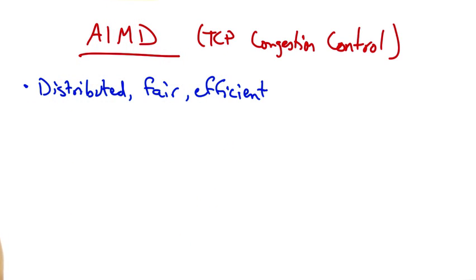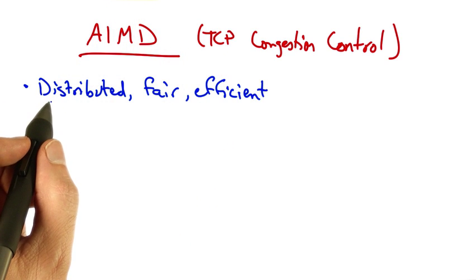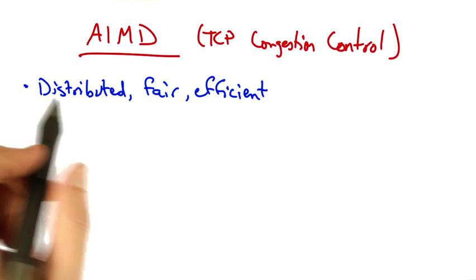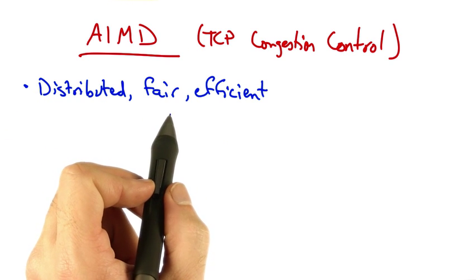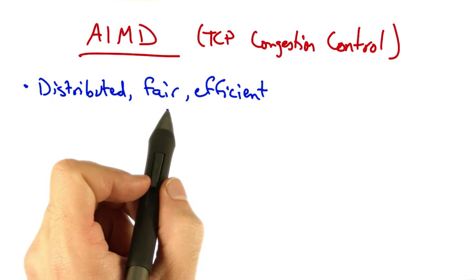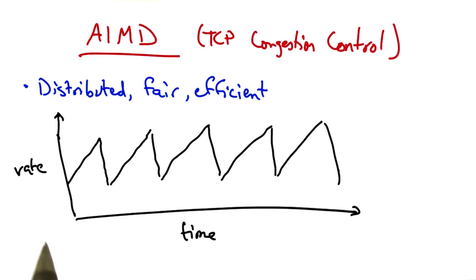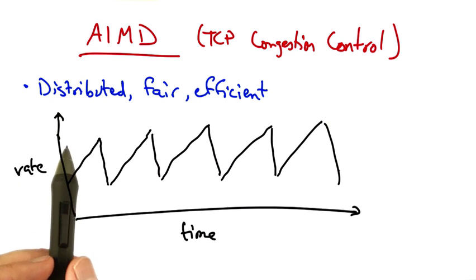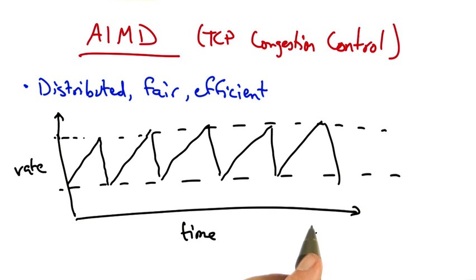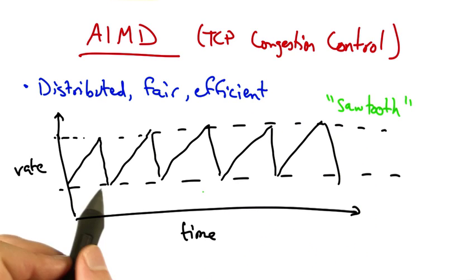The result is the additive increase, multiplicative decrease congestion control algorithm. The algorithm is distributed, meaning that all the senders can act independently, and we've just shown using the phase plots that it's both fair and efficient. To visualize the sending rate over time, the sender's sending rate looks roughly as shown. We call this the TCP sawtooth behavior, or simply the TCP sawtooth.